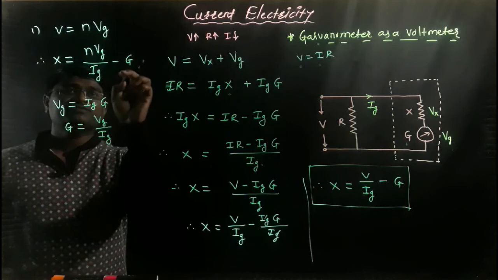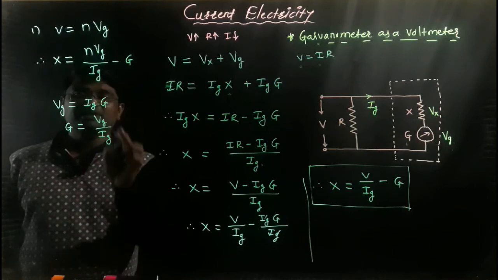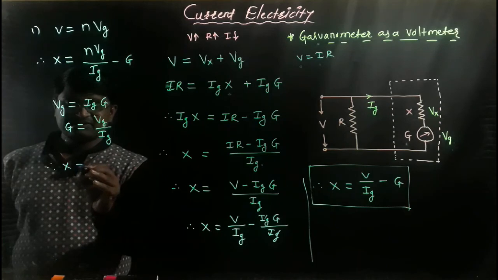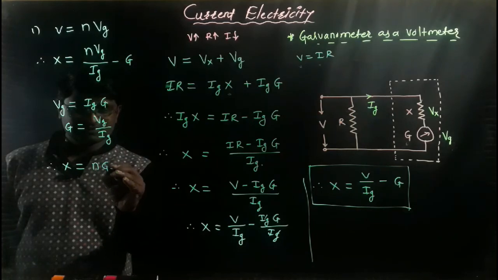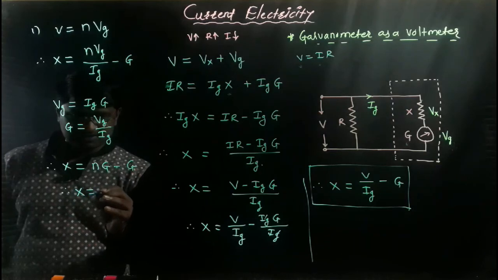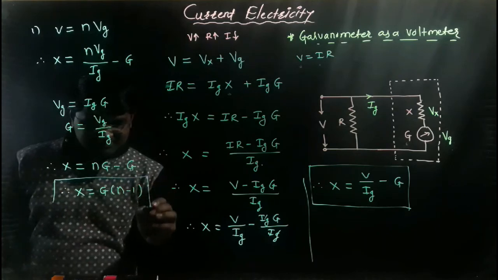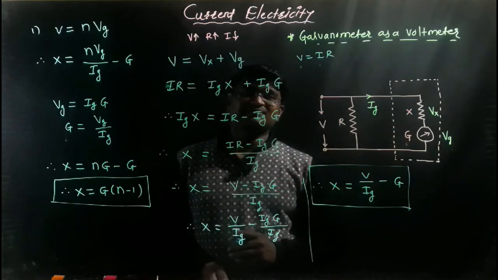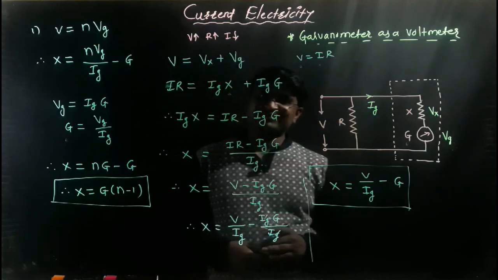So put the value of G from this equation: Vg upon Ig is equal to G. So X is equal to n times G minus G. G is common, so we find X is equal to G into n minus 1. This is the value of the high value resistance X if n times the potential passes through the galvanometer. So the galvanometer simply works as a voltmeter.